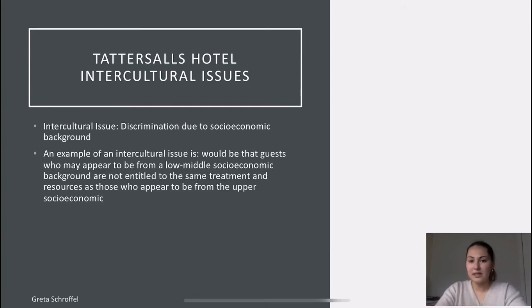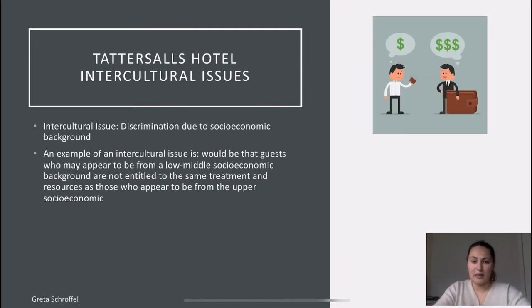So an example of this is that if a guest appears to be from a low or middle socioeconomic class, the managers or the owners may not see that they are entitled to the same treatment or resources as those who appear to be from an upper socioeconomic background. And although these intercultural issues may not directly impact guests, it does set a precedent that those who seem of high value or wealthy status should be treated better than those who are not, which is deemed unethical in many practices.